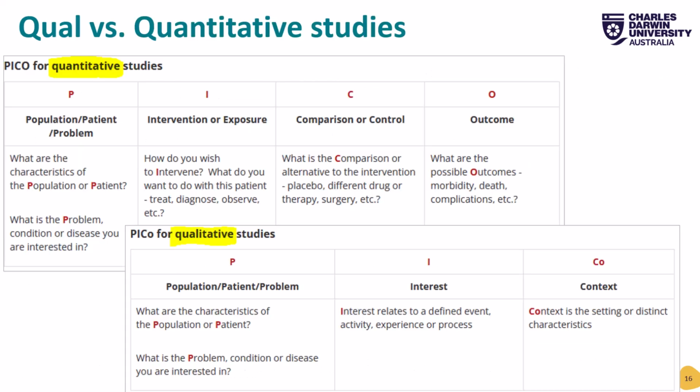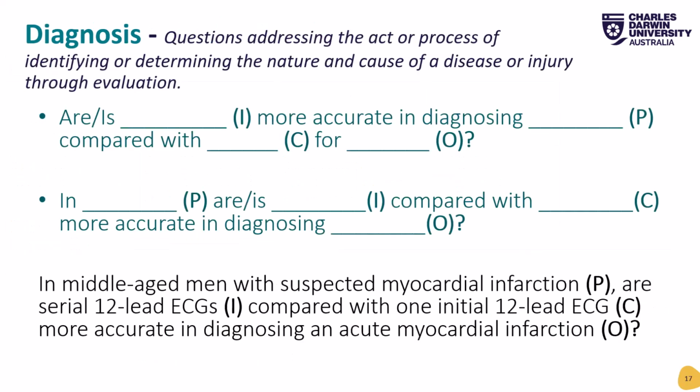There are variations on PICO. For example, you could use PICO for quantitative studies, or you can also use PICO with a small o for qualitative studies. This is where you may look at the context, for example, a setting or a specific characteristic. Here is an example of creating a question using PICO to create a question that's capable of being answered by systematic review. A diagnosis question is something that addresses an act or a process, or identifies the nature or cause of a disease or injury through evaluation.